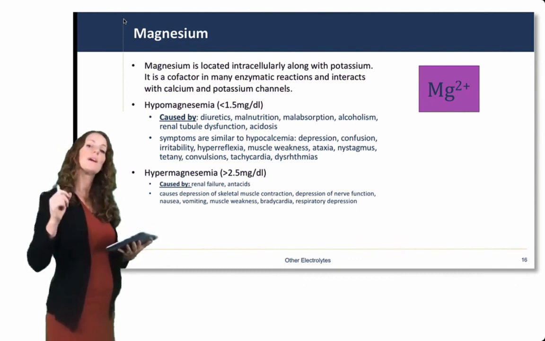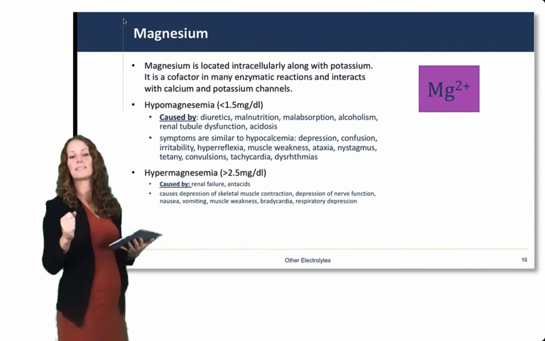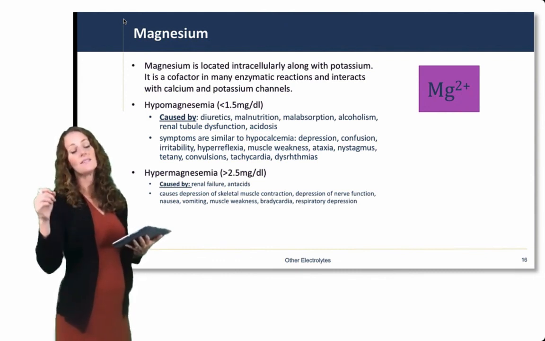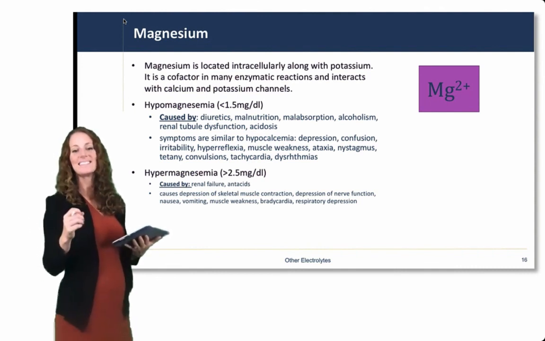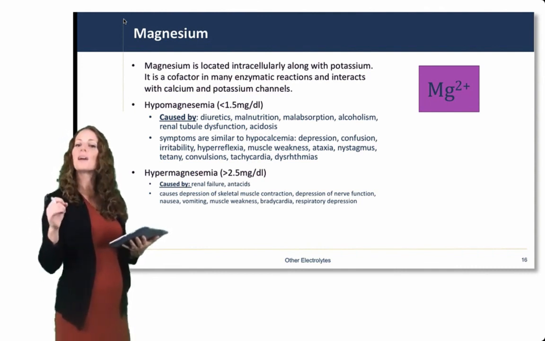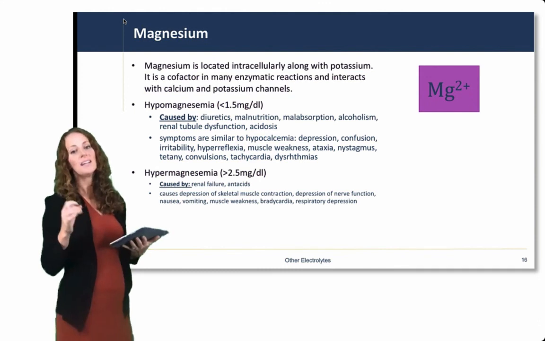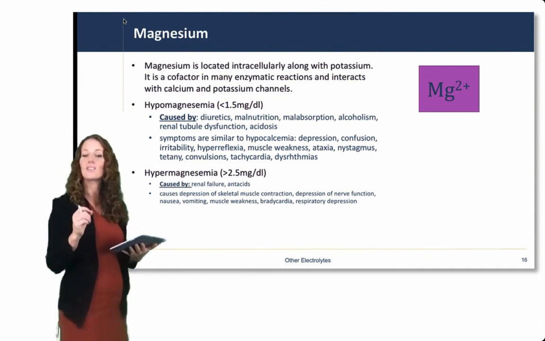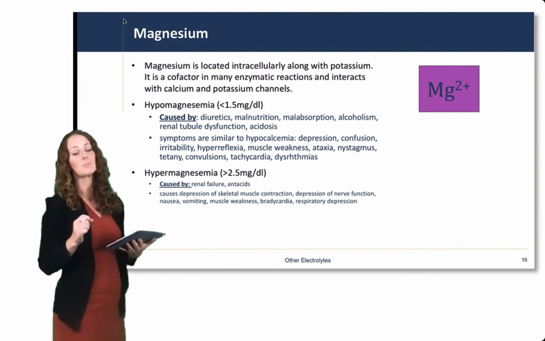High magnesium is greater than 2.5 milligrams per deciliter. It can be caused by renal failure and excessive ingestion of antacids. It can cause depression of skeletal muscle contraction, depression of nerve function, depression of GI function, low heart rate, and respiratory depression.